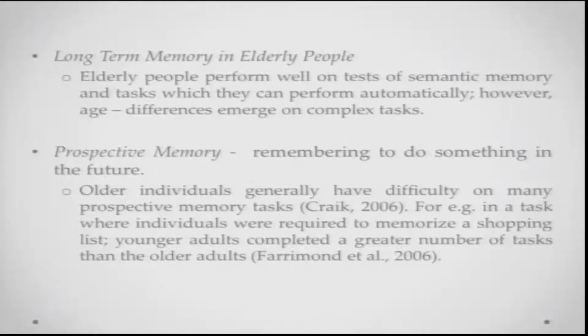Talking about long-term memory in elderly people. Long-term memory basically includes a few things. It includes semantic memory, how they are going to use memory, etc. One of the aspects of long-term memory is prospective memory, that is remembering to do something in the future. Lists, to-do lists, go and do this and come back, and these kind of things. Older individuals generally have difficulty on many prospective memory tasks. For example, in a task where individuals were required to memorize a shopping list, something that they would have to buy from the marketplace later, younger adults completed a greater number of tasks than the older adults.